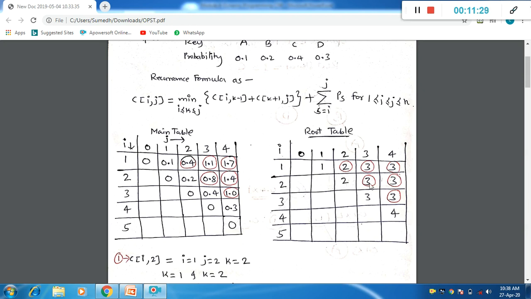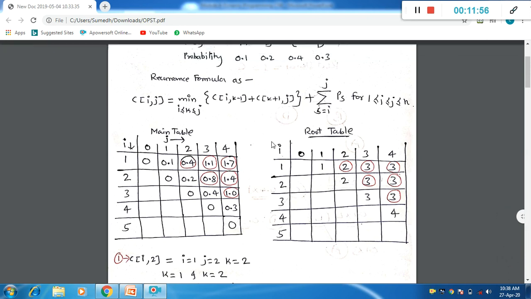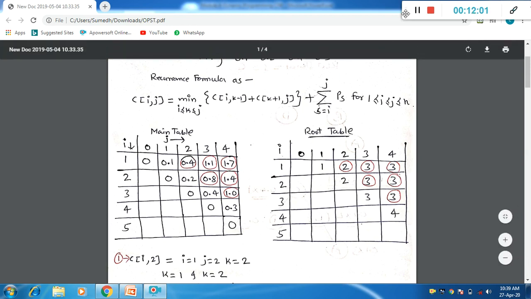To the position 3 by 3, consider the root element as 3, and to the position 4 by 4, consider the root element as 4. Just put this root element to the positions like 1 by 1, 2 by 2, 3 by 3 and 4 by 4. This is all about initialization, or generating the first two tables. One is called the main table and one is called the root table, to apply this recurrence formula to generate the optimal binary search tree for any given example with the keys and probabilities.